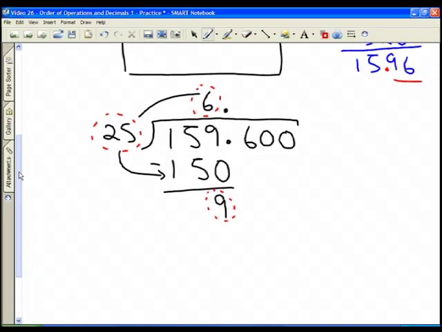And so now we carry down the 6. 25 goes into 96 3 times. 3 times 25 is 75. I write my result underneath and then subtract. And 6 minus 5 is 1, and 9 minus 7 is 2.